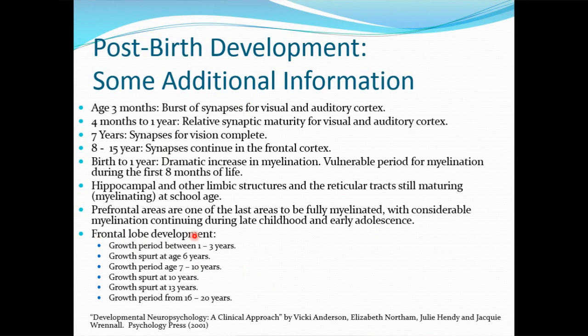Now, in terms of frontal lobe development, there are certain growth periods and growth spurts. There's a growth period between 1 and 3 years. Then there's a growth spurt at the age of 6 years. Then a growth period again between 7 and 10 years, and a growth spurt at 10 years. Another growth spurt at 13 years, and then a growth period from 16 to 20 years. And if you go and look at Piaget's theories, and at what ages he noticed children were going to a different cognitive level, you'll see it matches up very well with this.